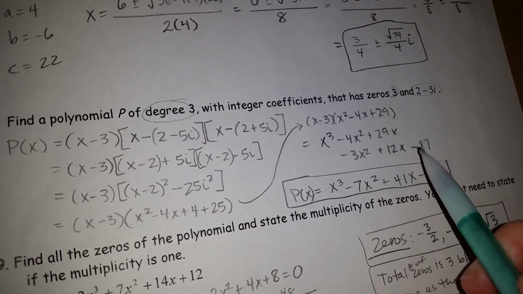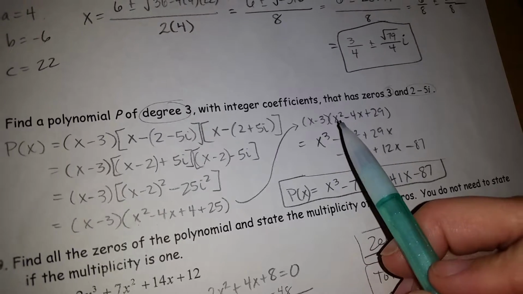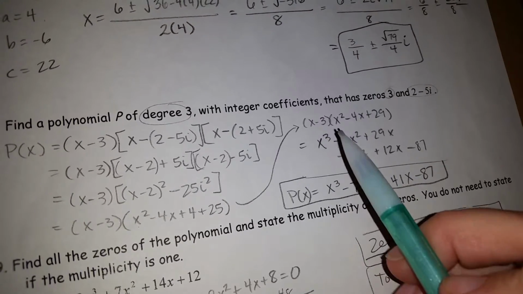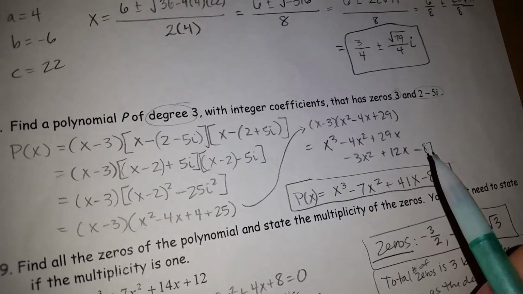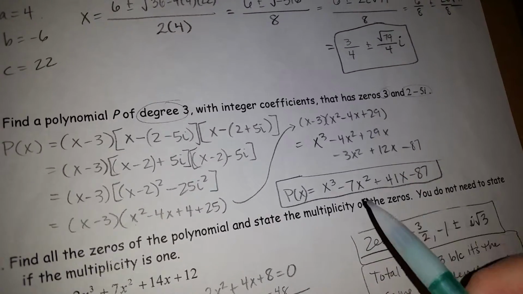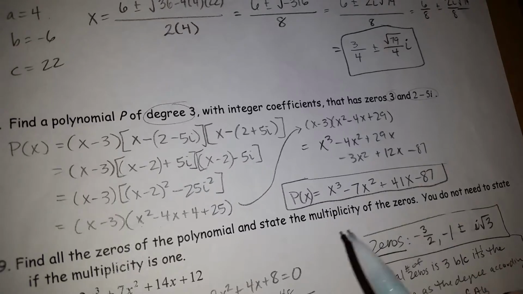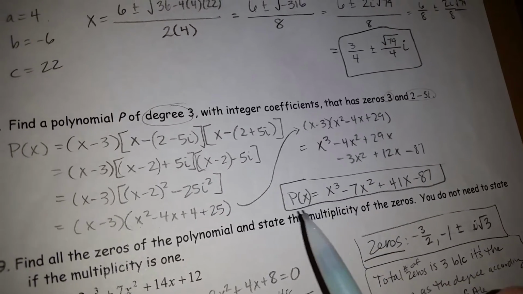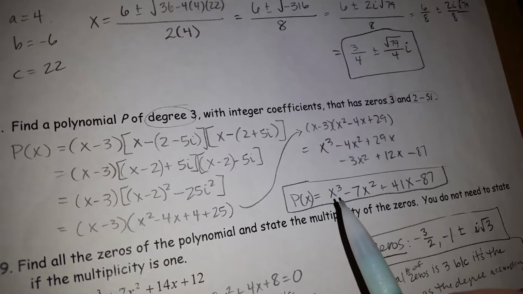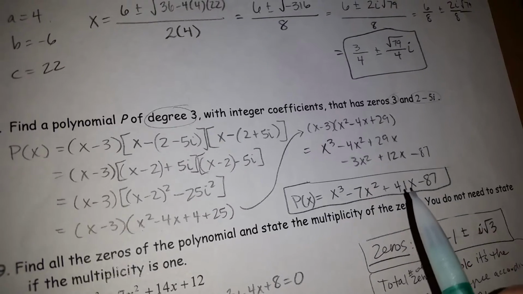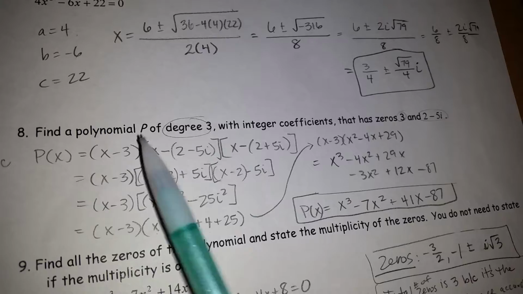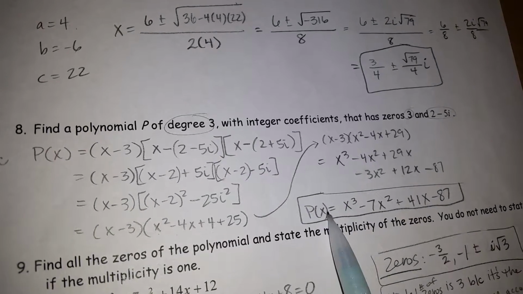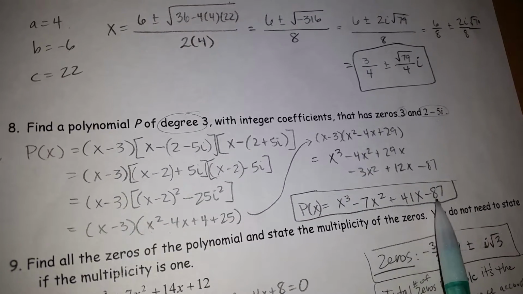And when I do that, I'm going to line up my like terms. So I get negative 3x squared, and then I get positive 12x. Negative 3 times 29 will be negative 87. And now I can just add my like terms straight down. When I do that, I'll get my polynomial p of x equals x cubed minus 7x squared plus 41x minus 87. So your polynomial is p, so it should have p of x equals, and then the rest of your polynomial equation.